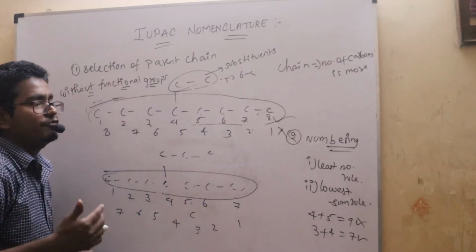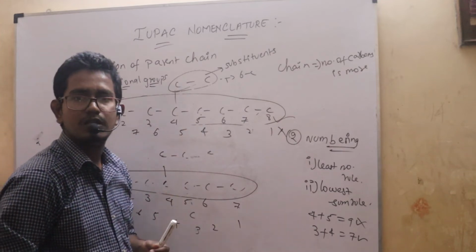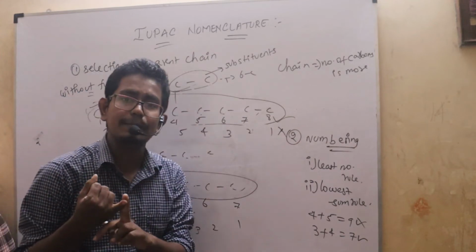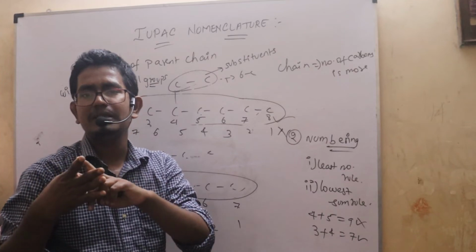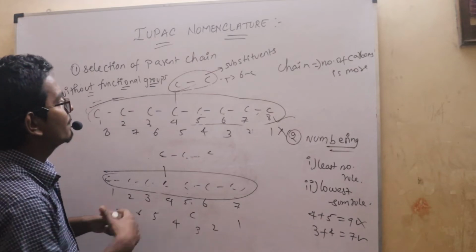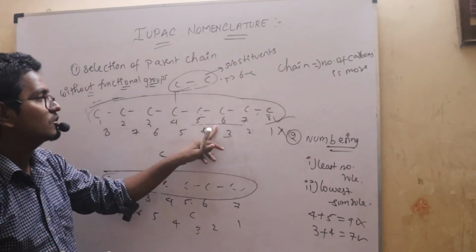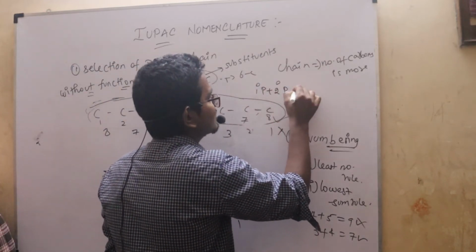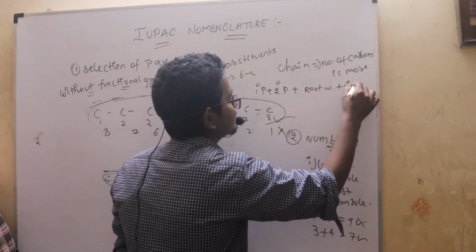So, order of names, how to write the names. You can learn from here how to write the names. What is the order of writing the names? First, we have to write the primary prefix, then secondary prefix, then root word, then primary suffix plus secondary suffix. I am going to write the order of names right now, for the first compound: primary prefix plus secondary prefix plus root word plus primary suffix plus secondary suffix.